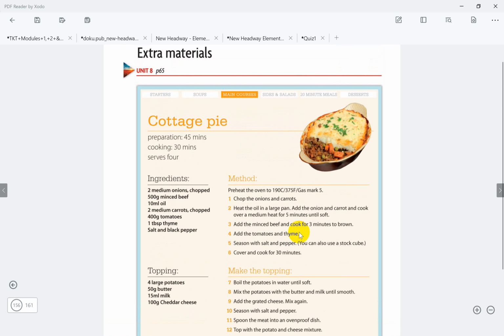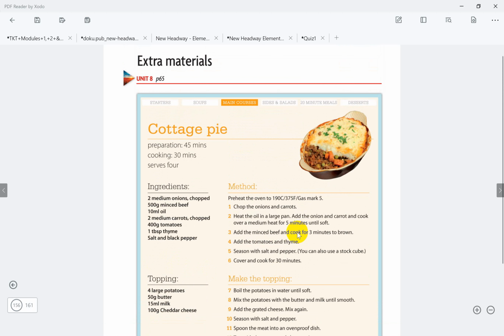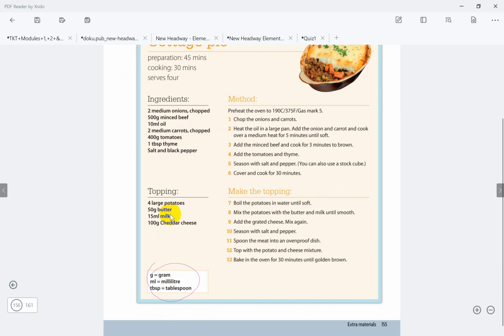Okay guys, so also we will do it through Google Meet. This is just for speaking.